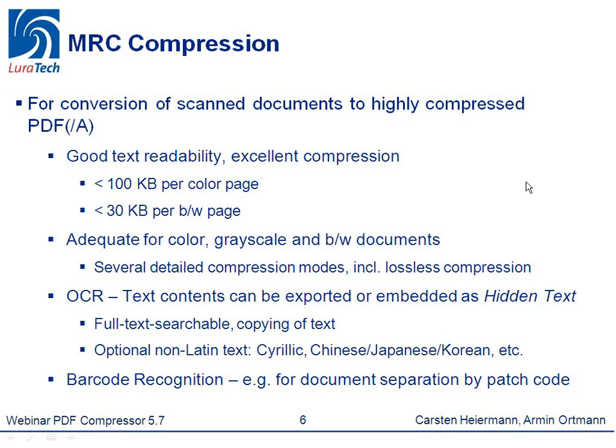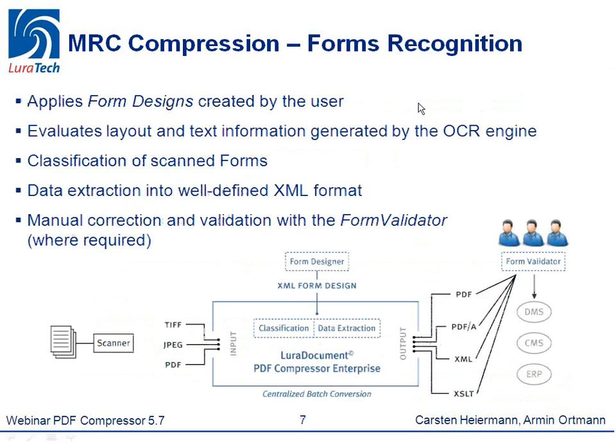As mentioned, barcode recognition is an option here in this MRC compression, and we use it for document separation, for splitting all the pages that continuously come from a scanner into given multi-page documents. This works by using either a barcode printed on a specific document or individual patch code pages between the documents. Okay, next slide, please.